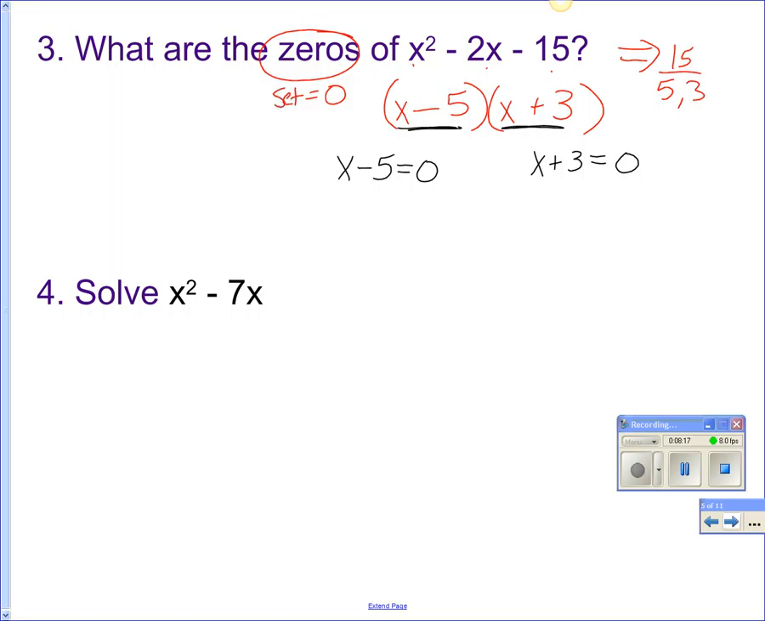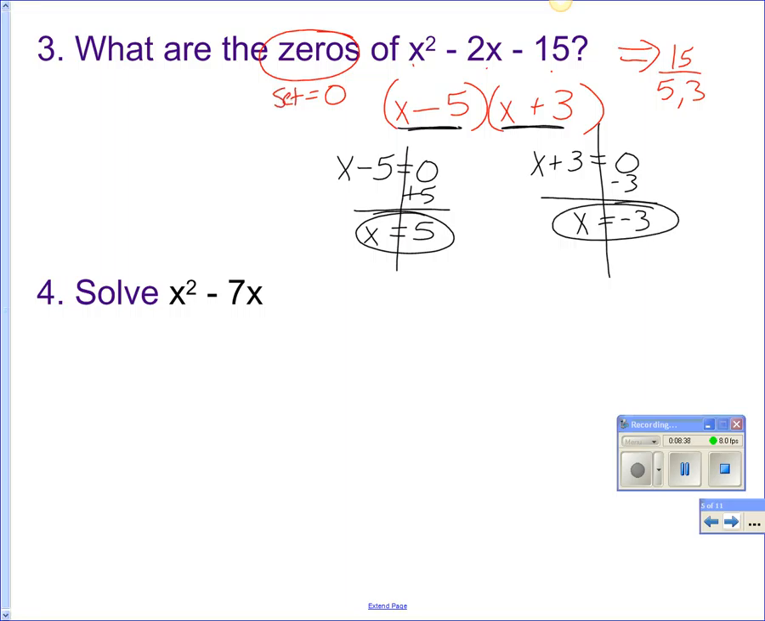All right, I'm going to draw my line. Daniel, what happens here? It becomes, so what will x equal here? Good. Ethan G, what happens here? Becomes, so x equals negative 3. So those are your 2 answers. Okay. All right, number 4.